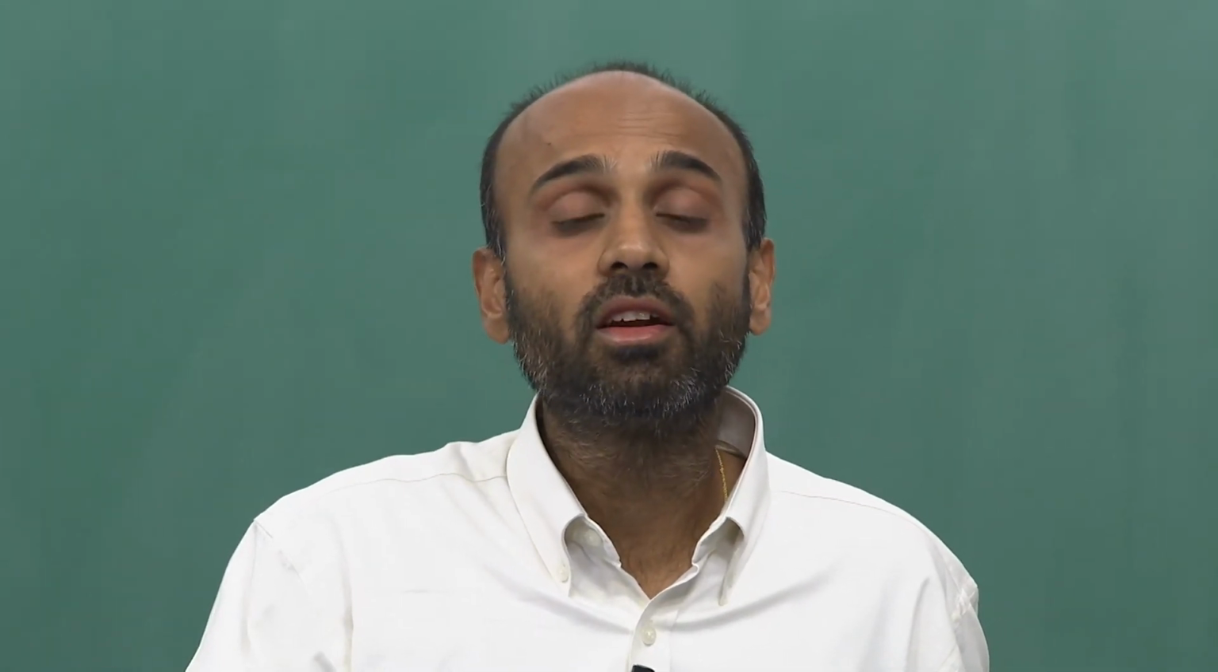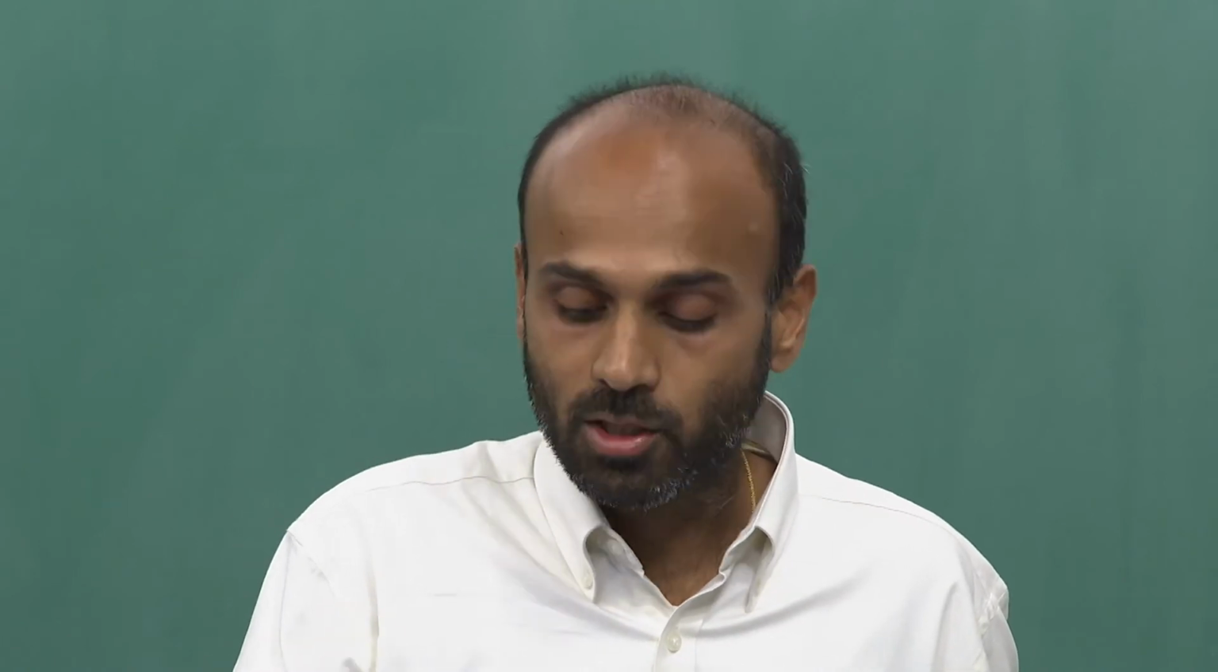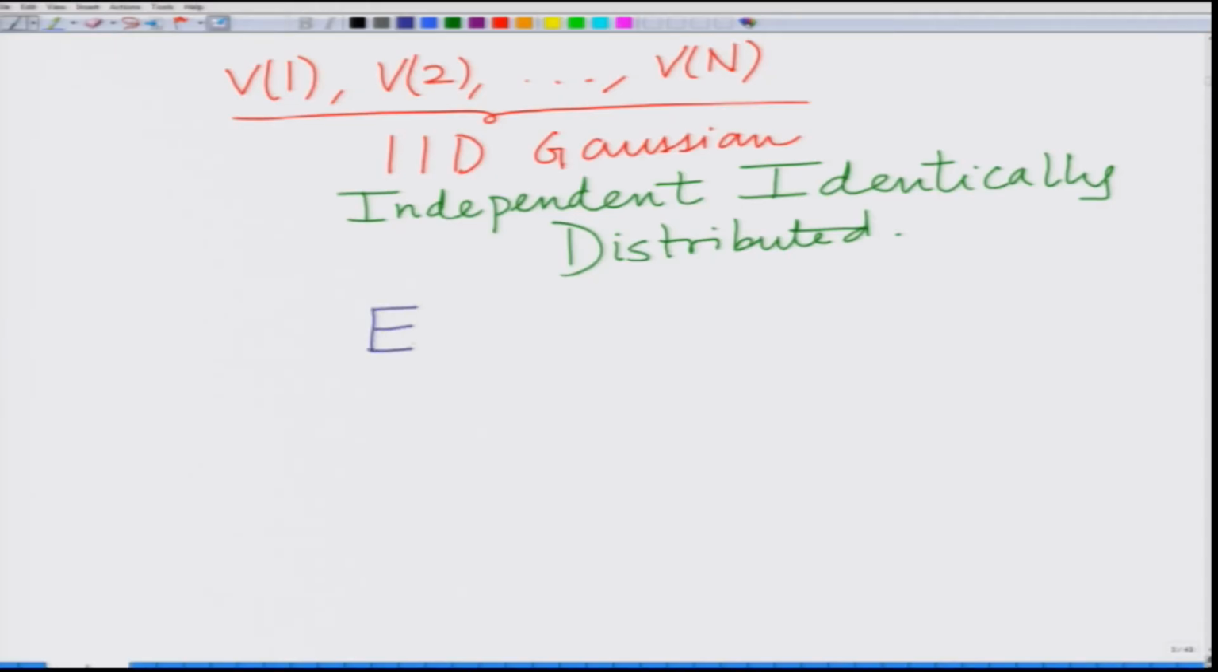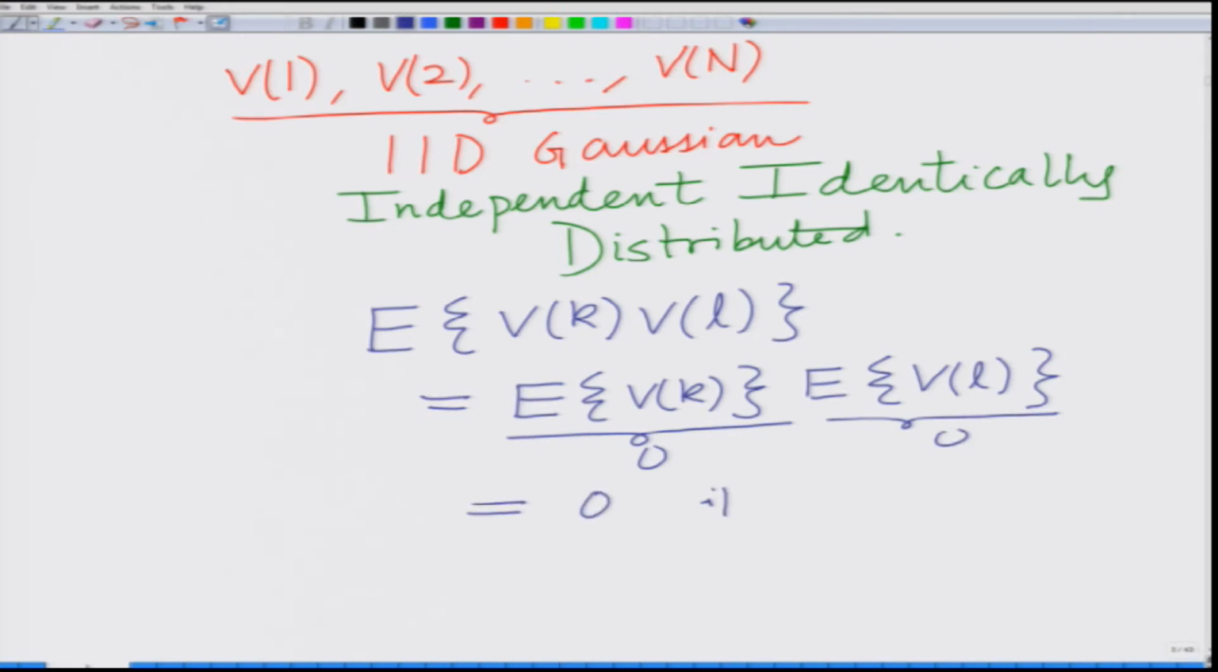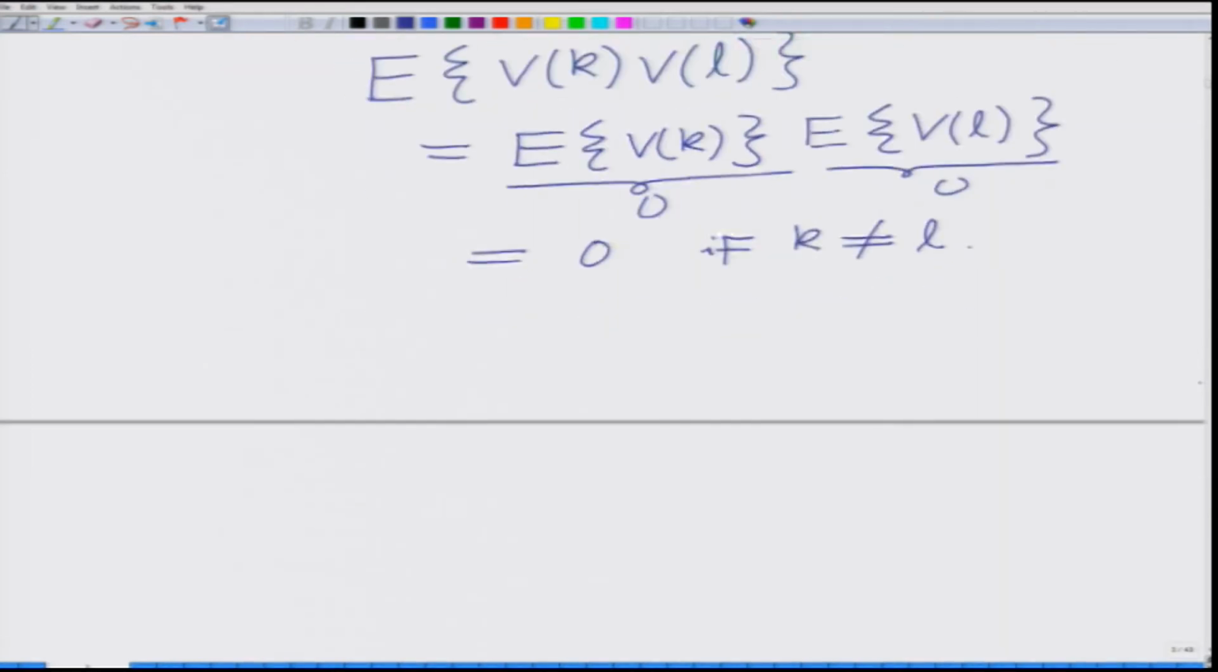And further, these different V's are independent, which means if I look at the expected value of Vk times Vl, since they are independent, this will be equal to the expected value of Vk times the expected value of Vl. So, this is 0, this is 0. Therefore, this is equal to 0, but mind you, if k is not equal to l. So, the expected value of Vk times Vl is 0 if k is not equal to l. Of course, if k is equal to l, this becomes the expected value of Vk square, which is sigma square.